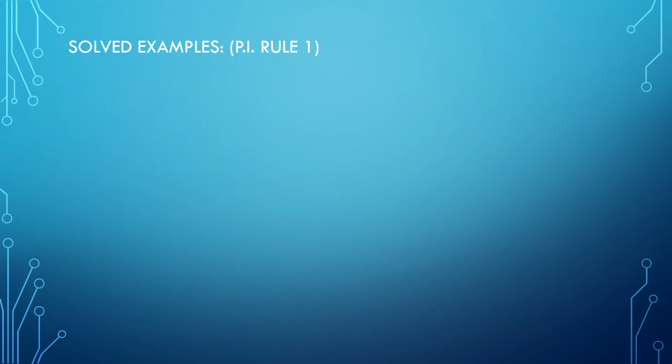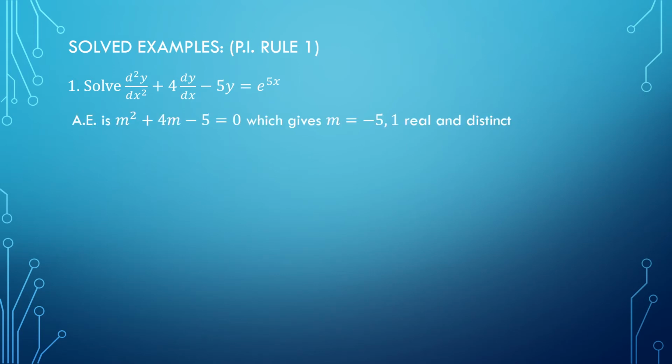The concept is more understood with an example. So let us have a look at a solved example. I have considered one second order differential equation here. Looking at the auxiliary equation, m square plus 4m minus 5 equal to 0, I'm getting real and distinct roots.